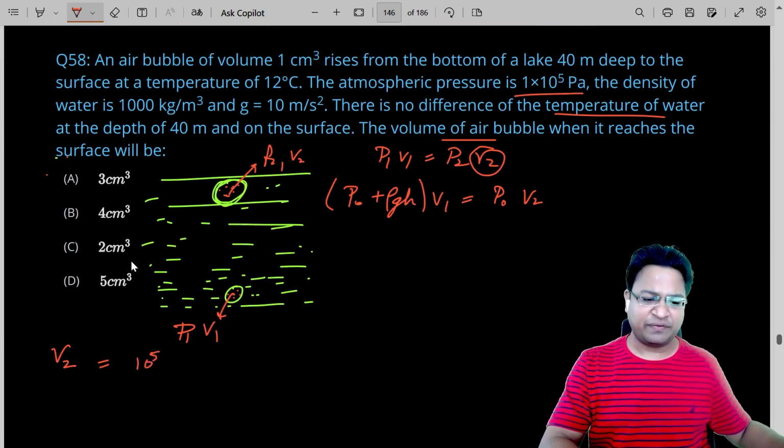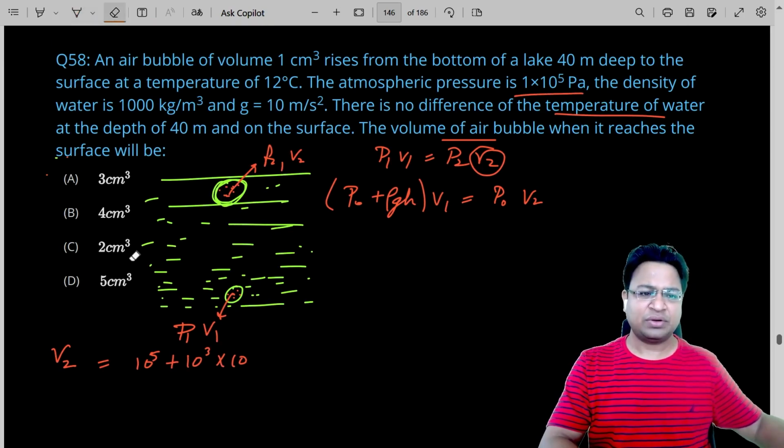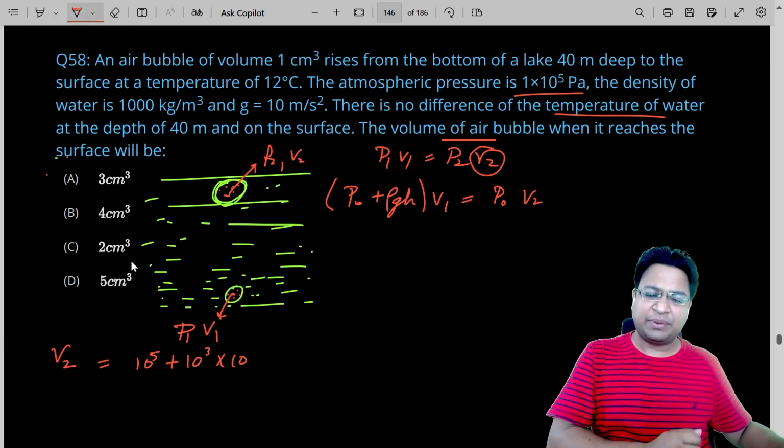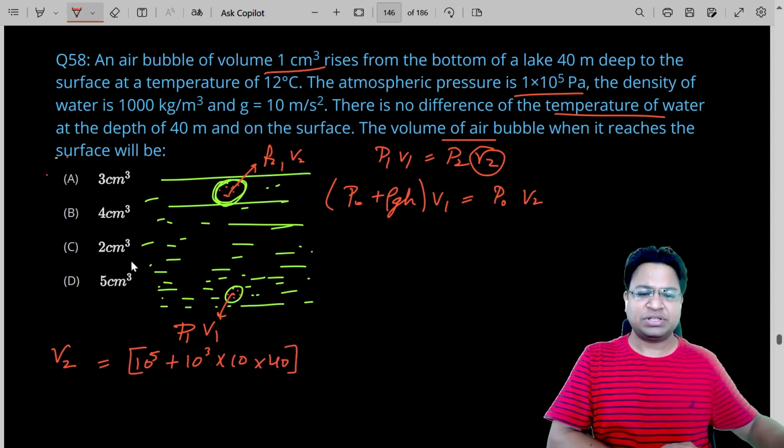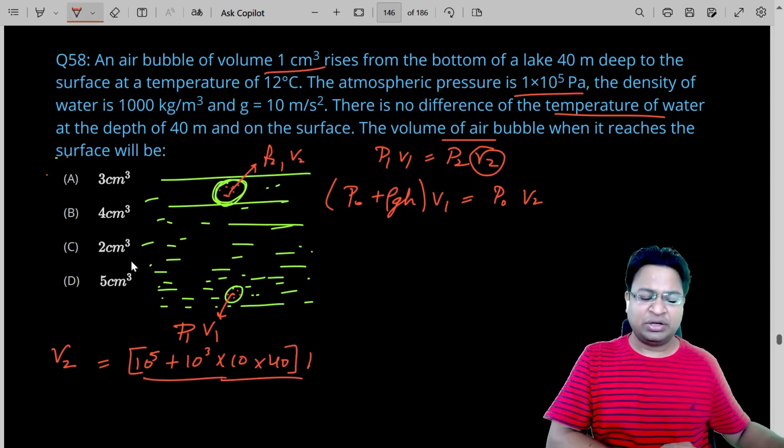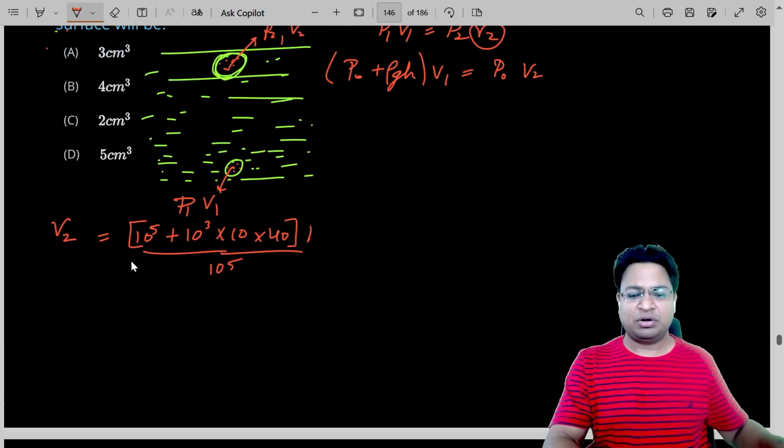Okay, so 10 raised to power 5 plus density into G. Sorry, G is only 10. Okay, into depth, which is 40. Okay, this into the initial volume, which is 1 centimeter cube. Okay, divided by the final pressure, which is 10 raised to power 5. So how much does that become?